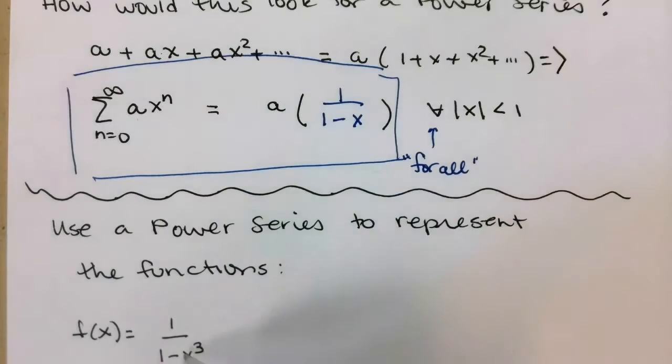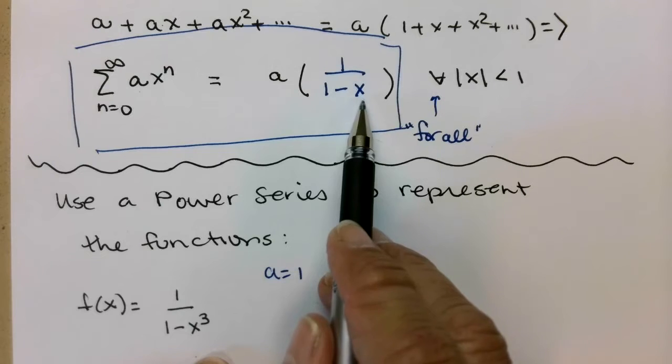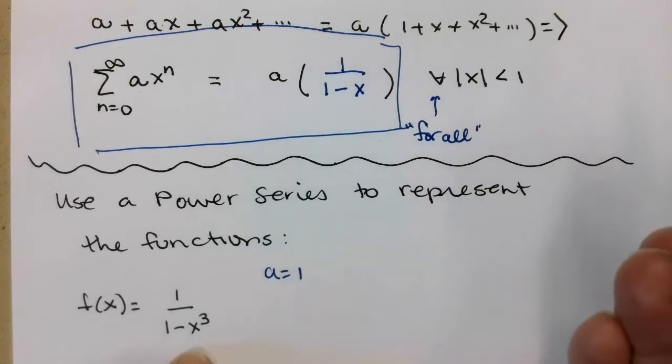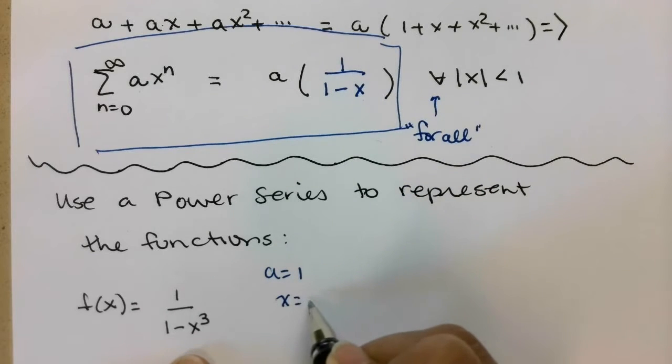So I'm just going to do a comparison here. It looks like a is equal to 1, because I don't have any other coefficients, so that's nice. But I don't just have an x there, do I? I have x cubed. So I'm just going to replace my x with an x cubed. So x is going to take the place of x cubed. And the minus is still there, so that's great.